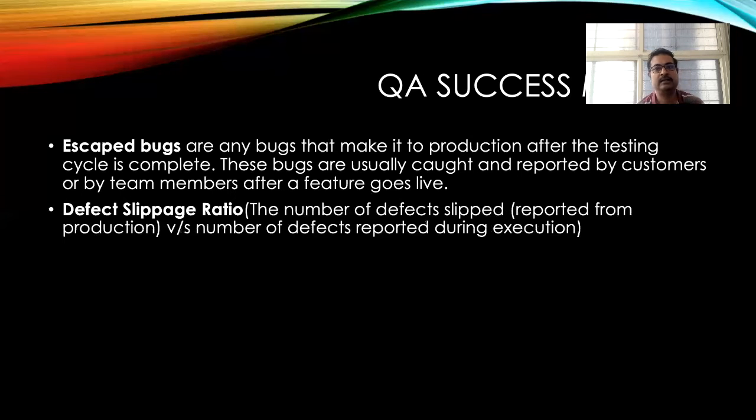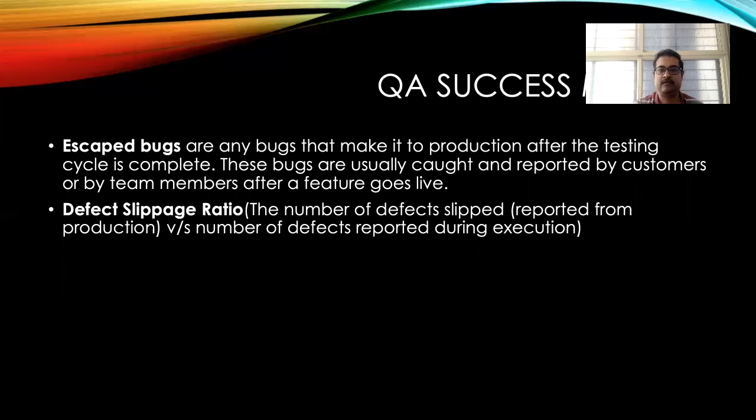Okay, so the next one is the escape bugs or defect slippage ratio. Let's say you have tested the product and you have sent it to the customer. Now the customer is doing acceptance testing, and then the customer found another 3 critical bugs or blocker bugs, right? So that will be an issue, right? That is basically escape bugs, bugs which we could not find during our testing, and when we release it to the customer, then the customer found those bugs. This is also called defect slippage ratio.